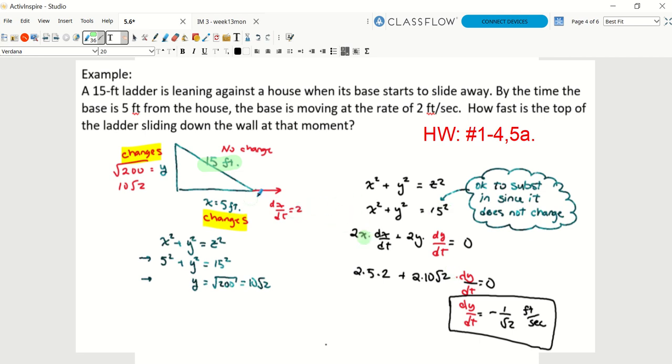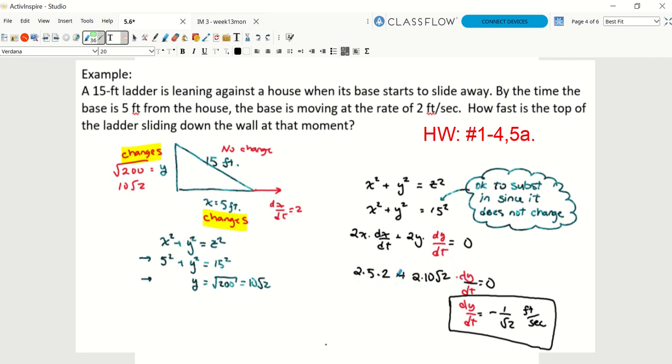Okay, for x, I got 5, which is given. For dx right here, I get 2, which is given. For y, I solve that right over here. dy is what we want, so I leave that alone, dy over dt, I mean. And then you basically just do algebra.